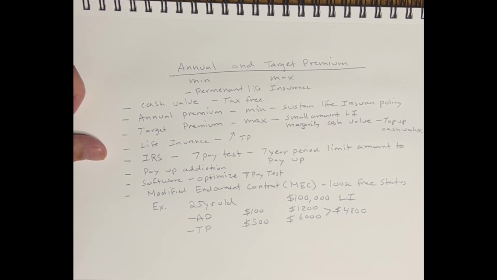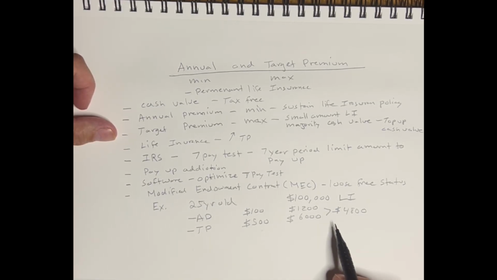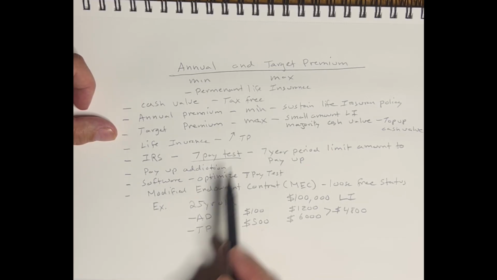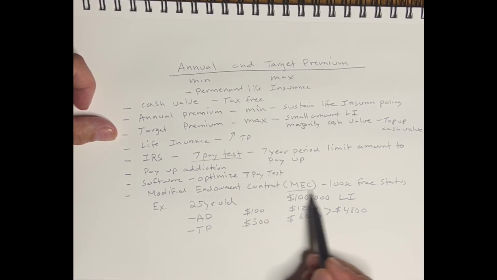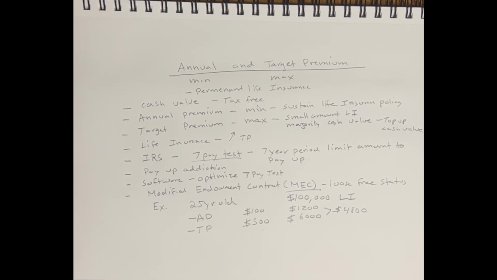Getting back to this, we sit down and build a policy for this 25-year-old, a $100,000 permanent life insurance policy. The minimum payment he's going to make for the life of the policy is $100 a month or $1,200 a year, and then that person can overfund the policy an additional $400 a month, up to $500 or $6,000 a year, and not break the 7-pay test rule and not let it become a MEC. I hope that's pretty clear for you. I try to break this down as simple as possible.